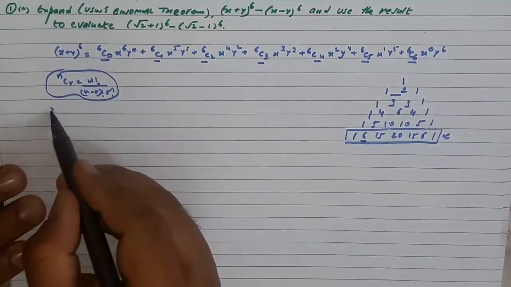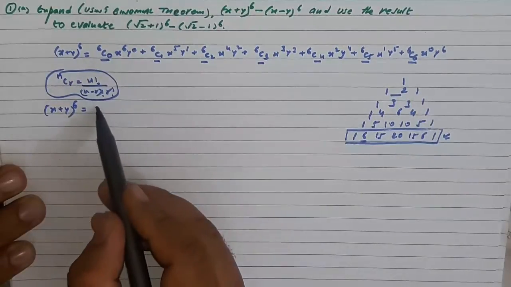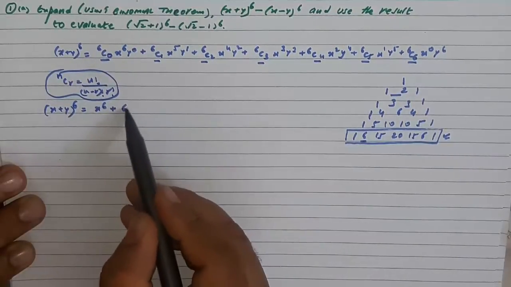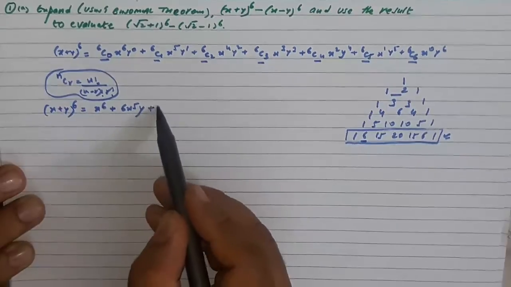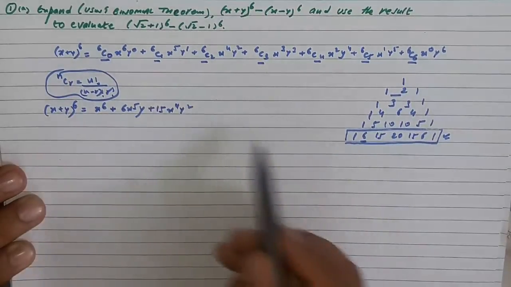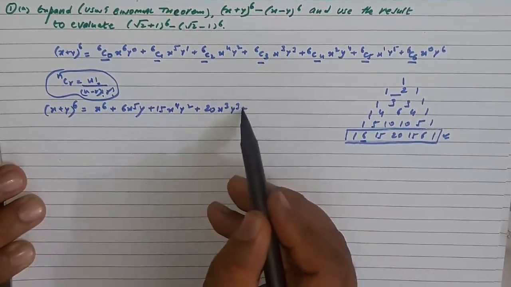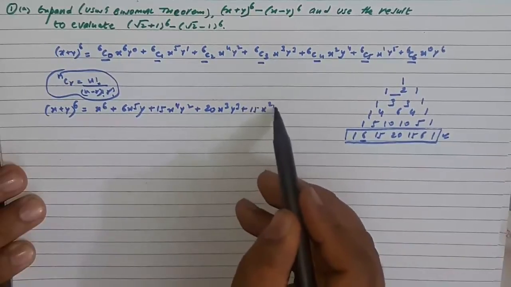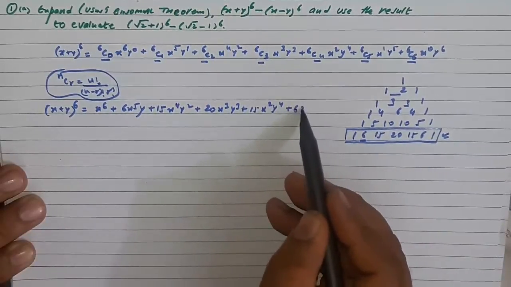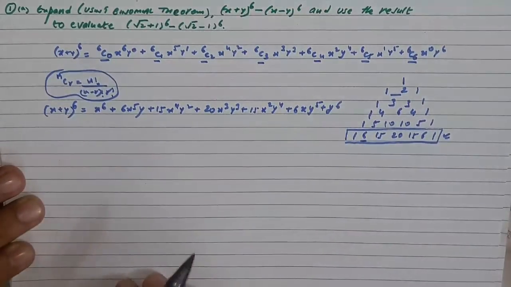So (x + y) raised to power 6 will be 1 x^6, then 6 x^5 y, then 15 x^4 y square, then 20 x cube y cube, then 15 x square y^4, then 6 x y^5, and finally y^6. So we have (x + y)^6 expanded.